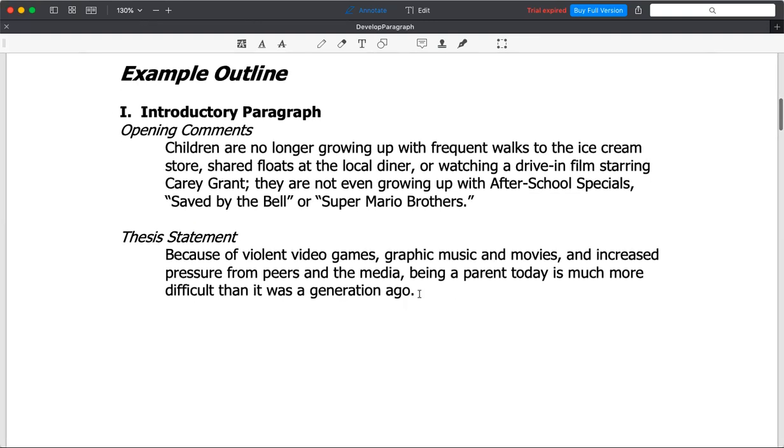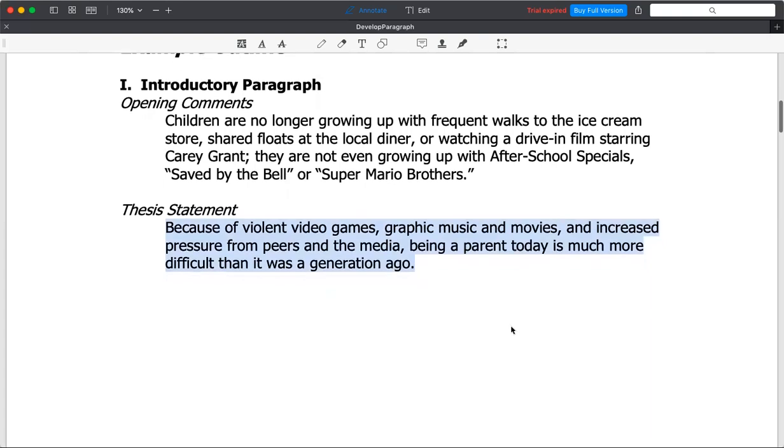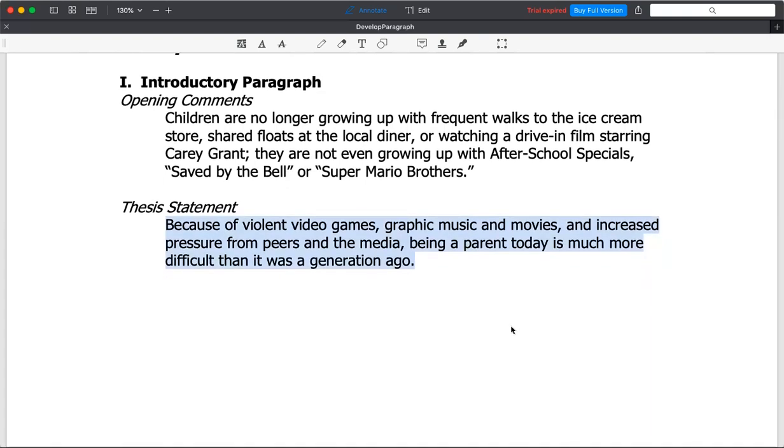Your thesis statement is the most important sentence within the introductory paragraph. In your thesis statement, for example, this candidate said, "Because of violent video games, that I'm not a big fan of." Because in a thesis statement is not a strong thesis statement. If you use because, you can express your ideas by providing reasons without even saying because. Violent video games, graphic music and movies, and increased pressure from peers and the media. Being a parent today is much more difficult than it was a generation ago.